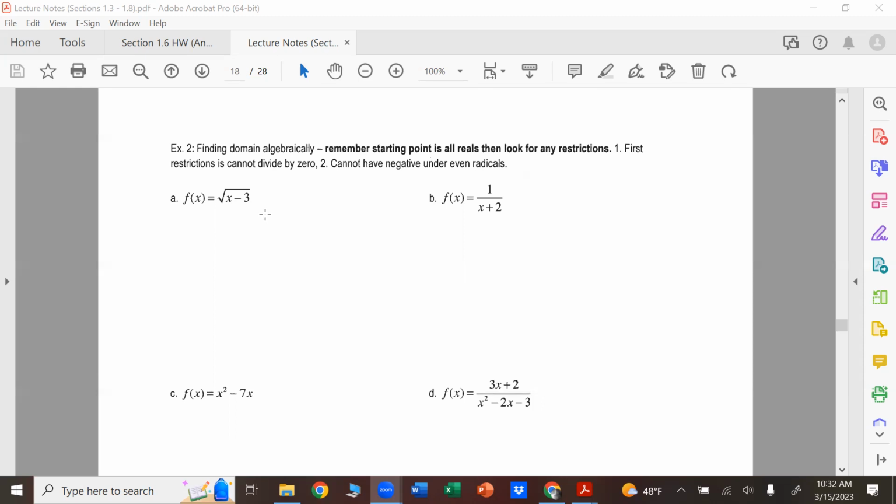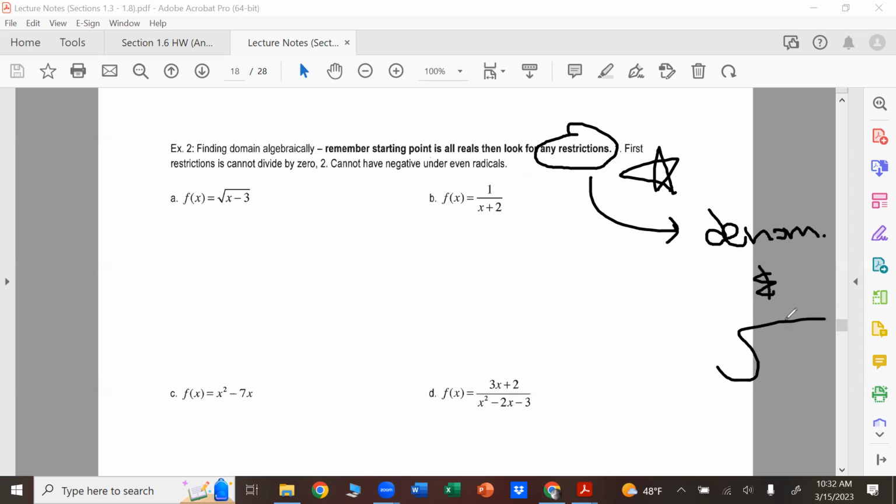This is the page I care more about. I care a lot about this page. Here you want to find a domain algebraically, and you have to look for restrictions, right? This is so key. Look for restrictions. Restrictions, you're going to look for denominators and square roots. Those are the two things we're looking out for. Denominators and square roots.